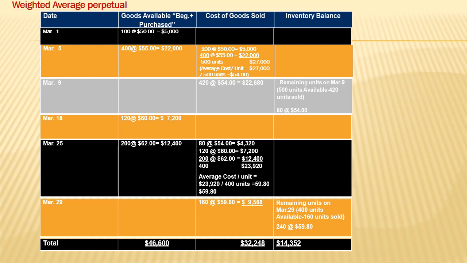Having the total cost of goods available for sale as it was in the previous two methods, 46,600, and the cost of goods sold 32,148, and the cost of ending inventory 14,352. Again, when I add the cost of goods sold and cost of ending inventory, this should be equal to the cost of goods available for sale, which is 46,600, to make sure that I'm on the right track and nothing went wrong.